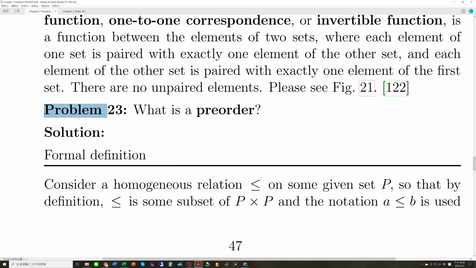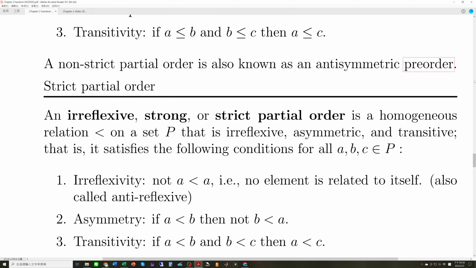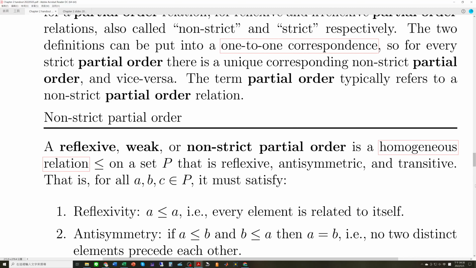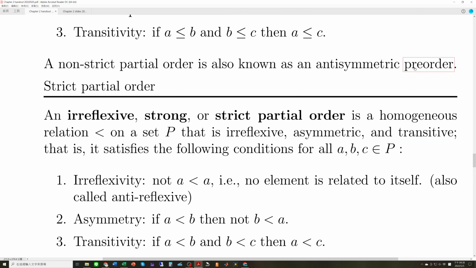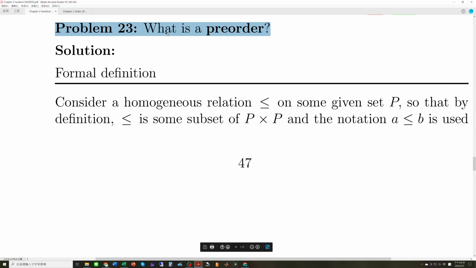Next, let us see problem 23. What is a preorder? Why do we need to know what a preorder is? Because the preorder appears here, in the solution to problem 19, what is a partial order? Let us go to the problem of preorder. So problem 23, what is a preorder?